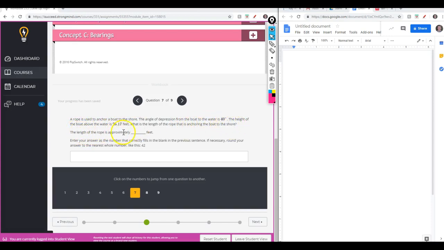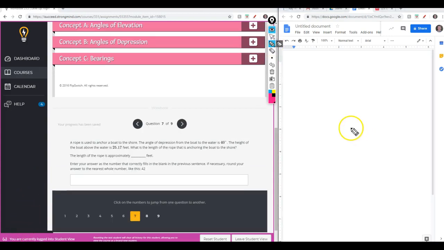The length of the rope is approximately blank feet. Enter your answer as a number that correctly fills in the blank in the previous sentence. If necessary, round your answer to the nearest whole number. Alright, let's draw a picture.